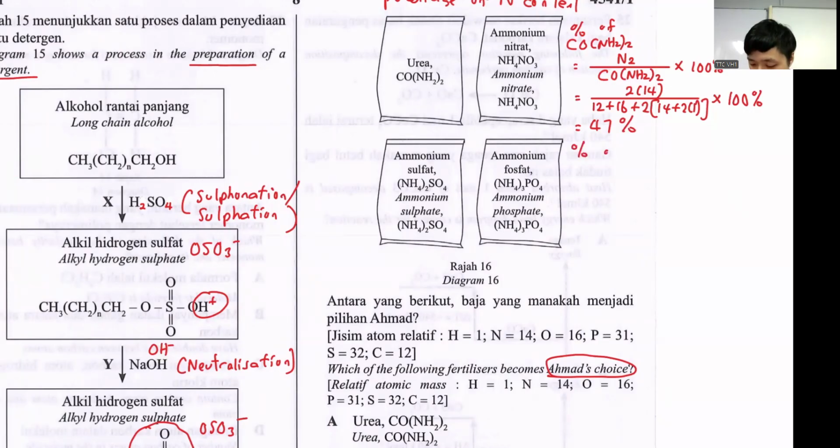Then we calculate also for ammonium nitrate. But even if you don't have to calculate, if you see this question, you just think urea. But if it comes out in a structural question, then you have to show the calculation, right? So ammonium nitrate, percentage of N, alamak, wait, so laggy.